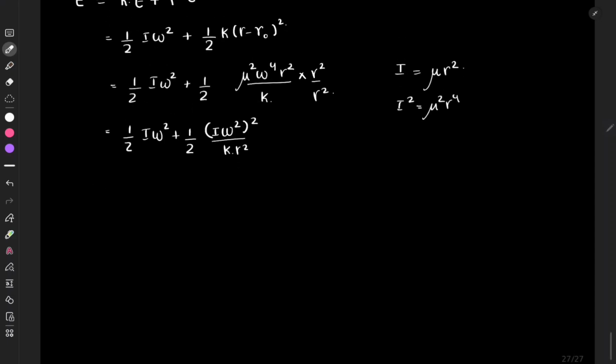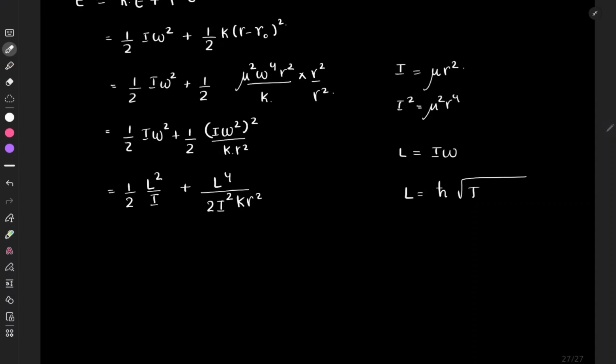Next, we know that L is equal to I omega, right? If you multiply and divide by I, you will get L square. So half L square by I plus, same thing here, L power 4 divided by 2 I square, with I square in the denominator and k r square. Now we know that L is nothing but h cross root of j into j plus 1. So these things we know.